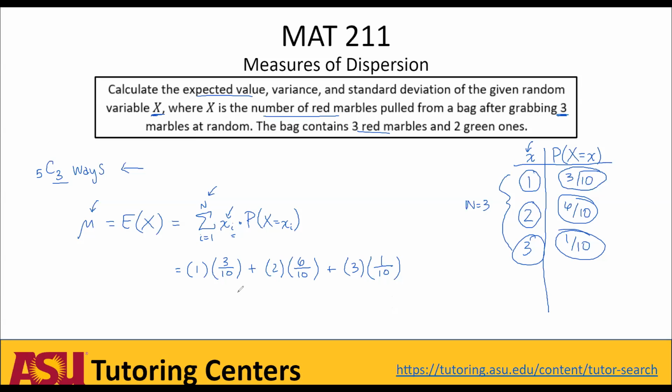And if we go through and calculate this, this is equal to 1.8. Now notice that you can't really have 1.8 marbles, because marbles, we count those: 1, 2, 3, 4. But it's okay that we get a decimal here because this is just an expected value. So it's okay if it's not a value that's within our actual possible values of x.